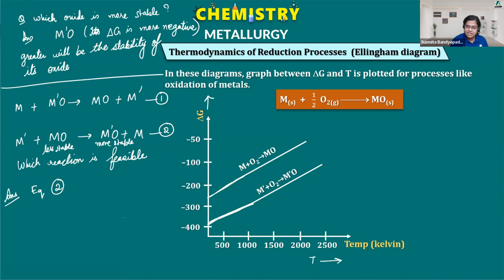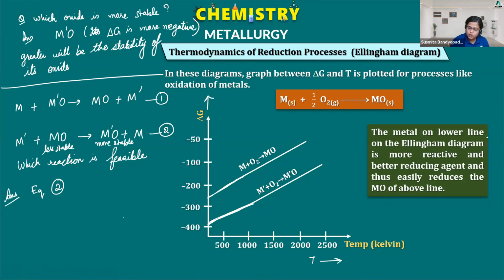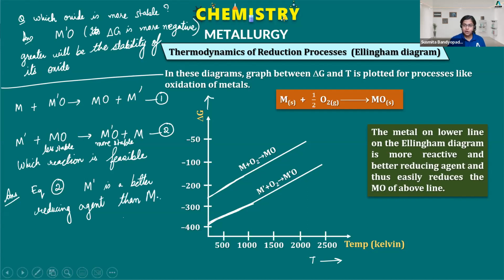Now, if this is the case, then the metal which is lying lower on the Ellingham diagram is more reactive and is a better reducing agent. It means if the second equation is more feasible, M-dash is acting as a reducing agent, a better reducing agent than M.